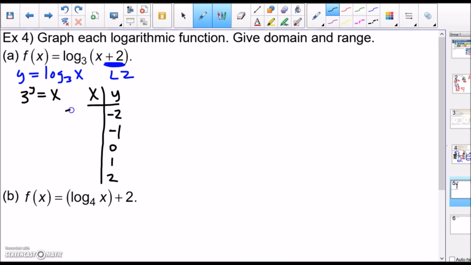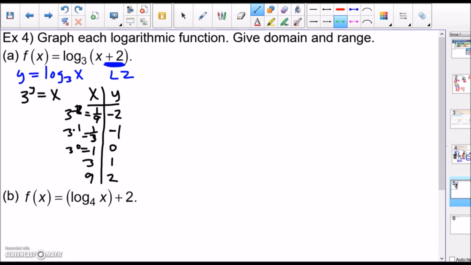Okay, so if I do 3 to the -2nd, we're going to flip it and square it, and that is 1/9. 3 to the -1st, flip it to the first power, that's 1/3. 3 to the 0 equals 1. 3 to the 1st is 3, and 3 to the 2nd is 9. Okay, so we have some points to graph.